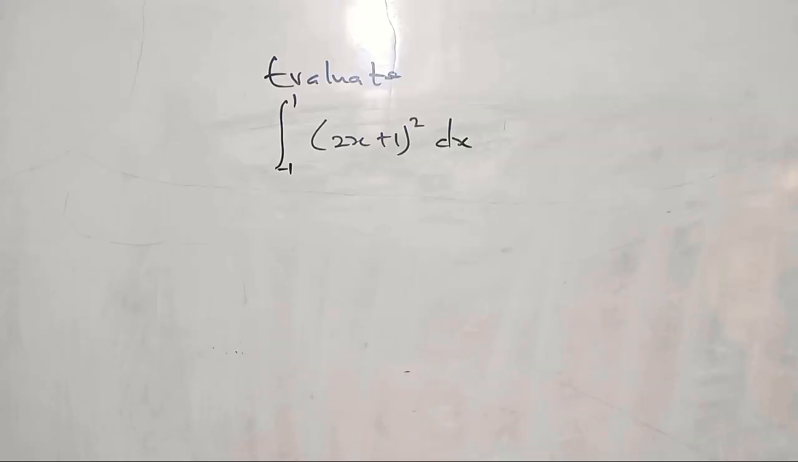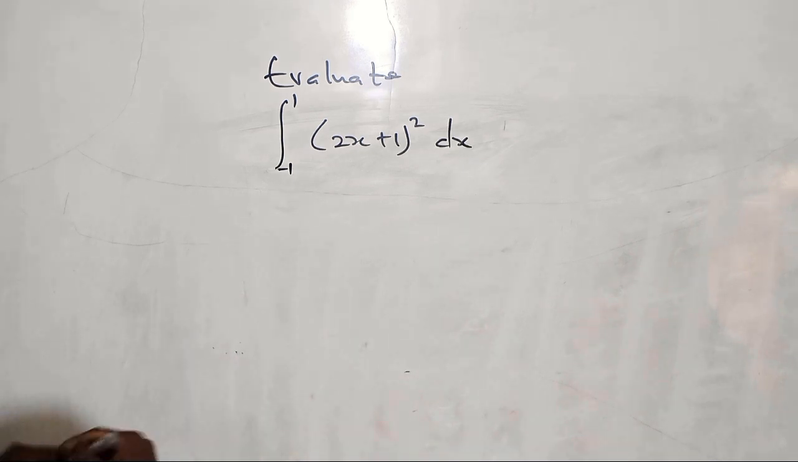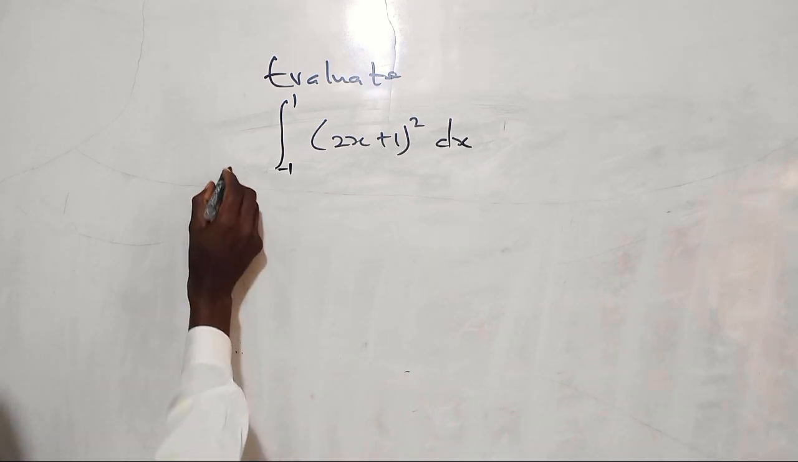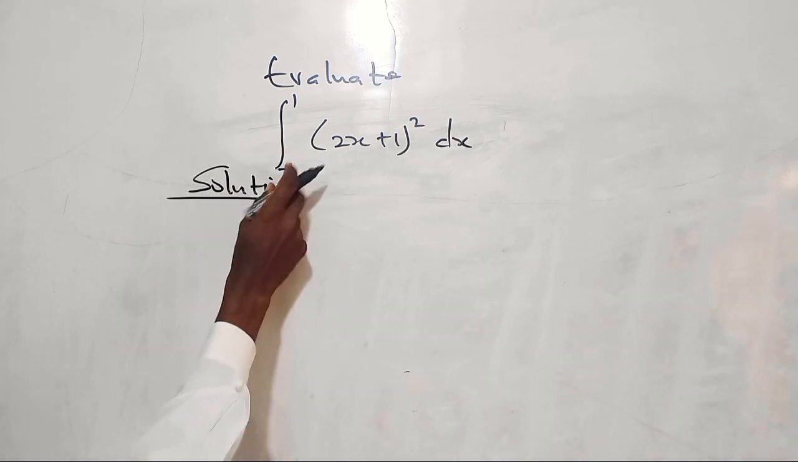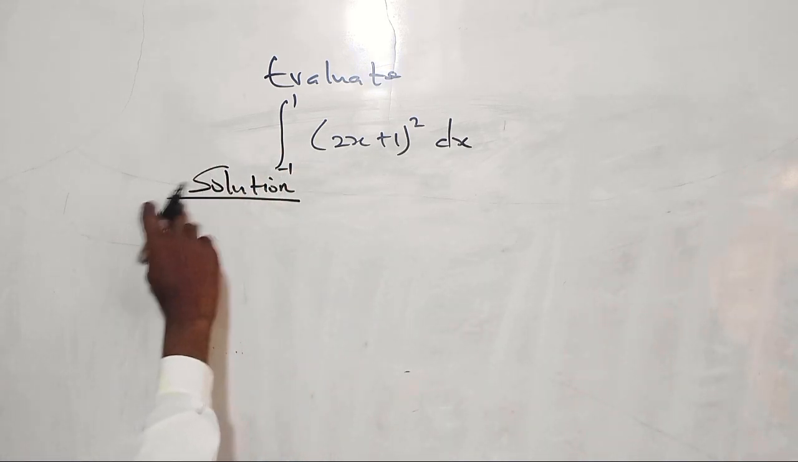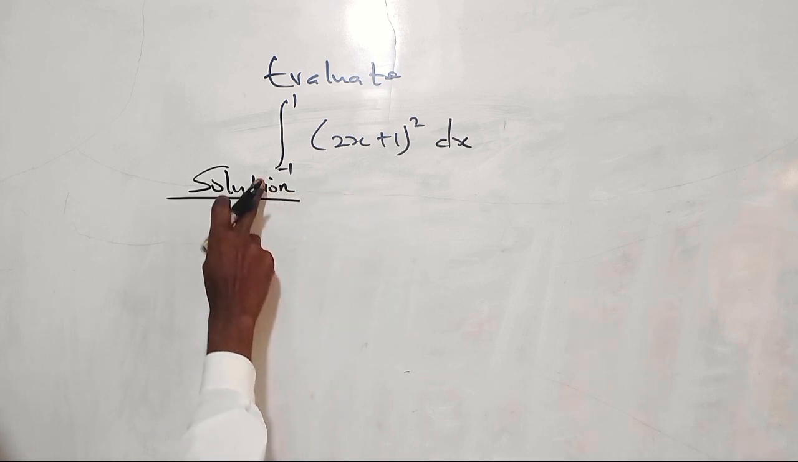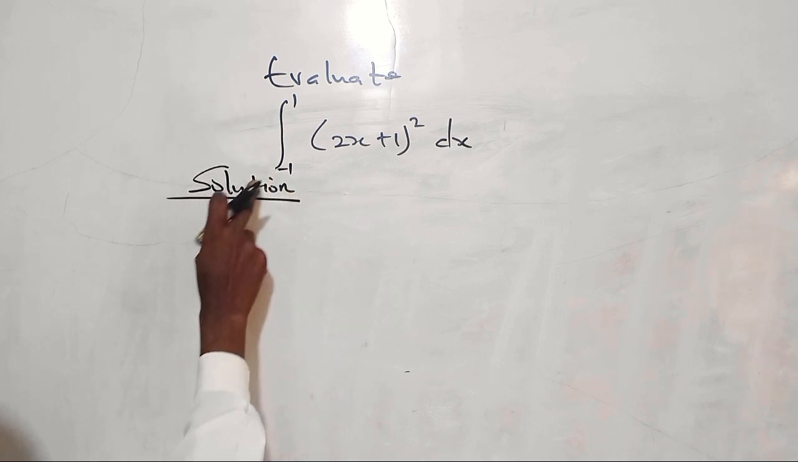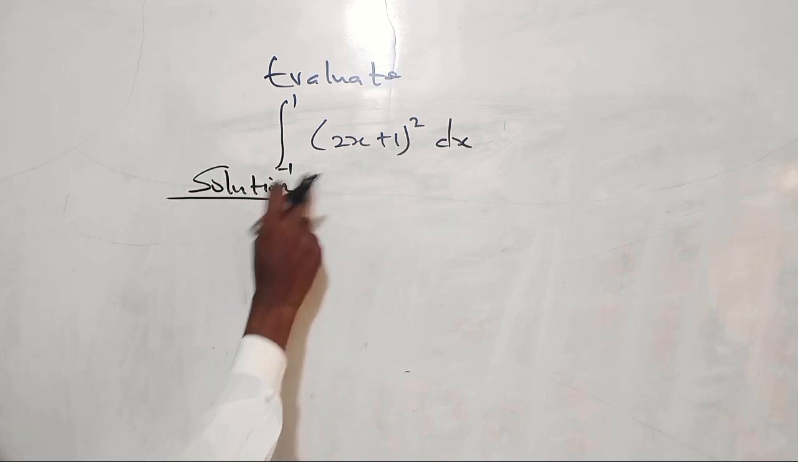The question says we should evaluate this definite integral. So we have the solution. How do we go about this? We refer to this as a definite integral because we have limits of integration. We have the upper limit and we have the lower limit. So how do we do this?